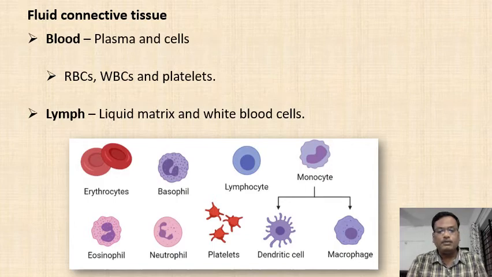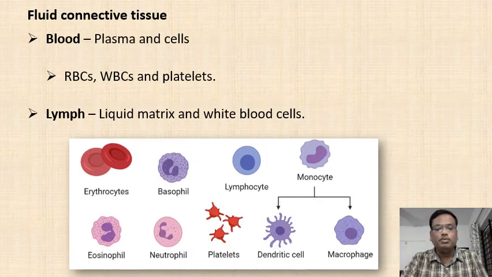Here in this picture you can see a diagrammatic representation of the different kinds of cells. RBCs are also called erythrocytes. We know that erythrocytes are responsible for the red coloration of the blood, because they contain a pigment called hemoglobin. The main function of RBCs is transportation of oxygen and carbon dioxide between the lungs and different tissues.